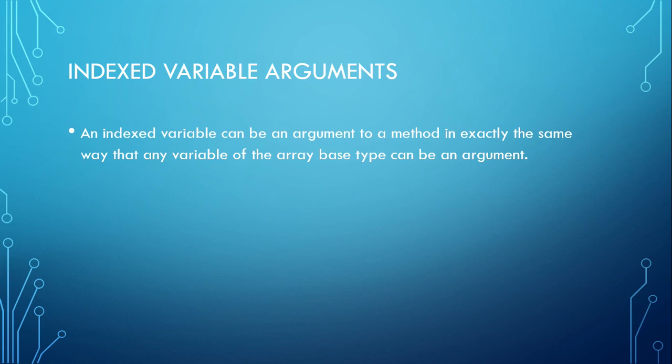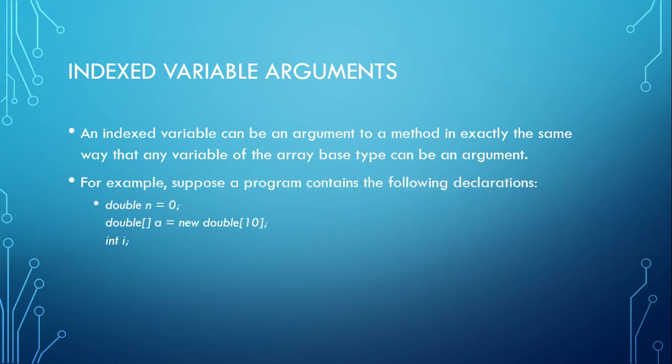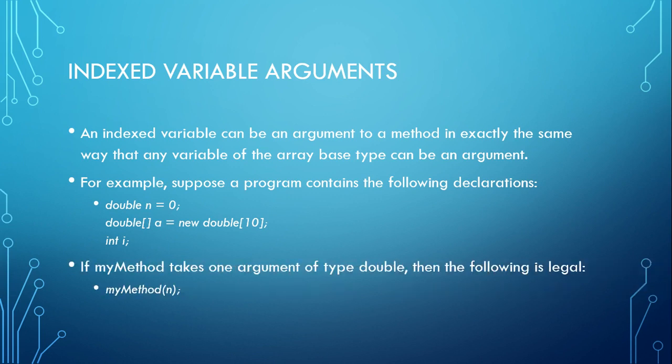So index variable arguments. An index variable can be an argument to a method in exactly the same way that any variable of the array base type can be an argument. So for example, suppose a program contains the following declarations. double n = 0, double[] a = new double[10], int i. If myMethod takes one argument of type double, then the following would be considered legal: myMethod(n).